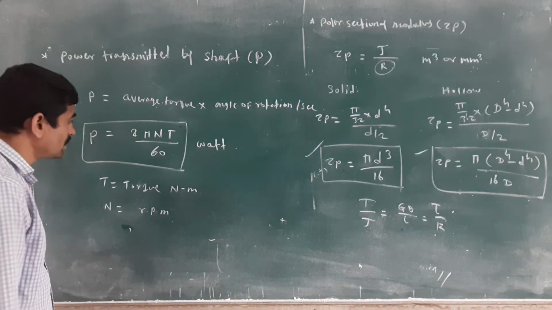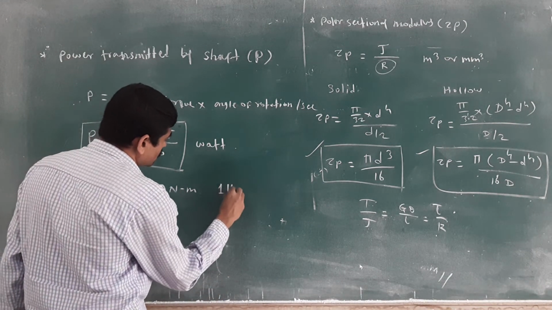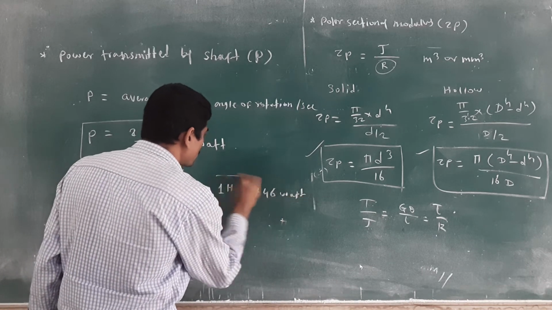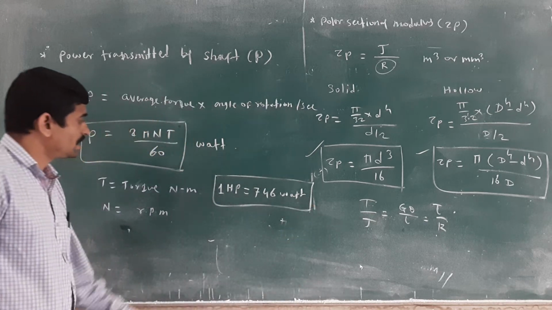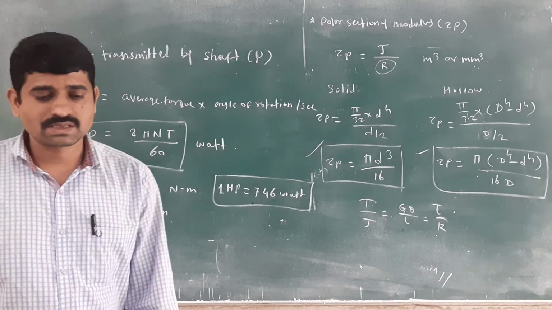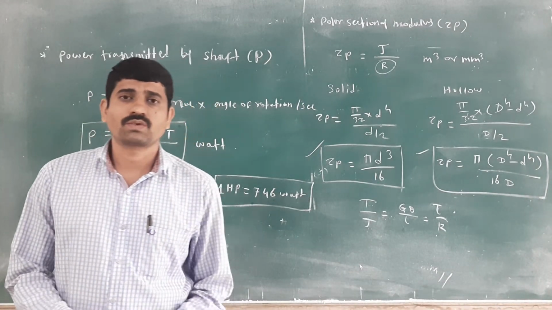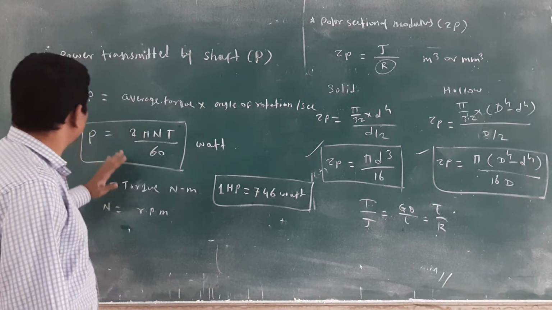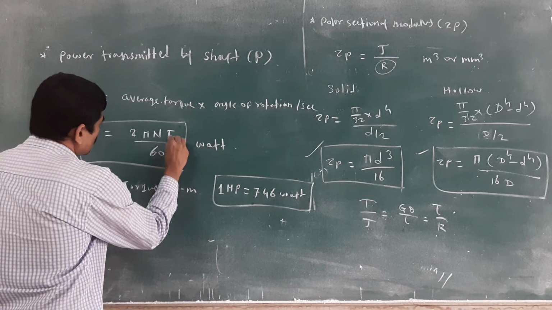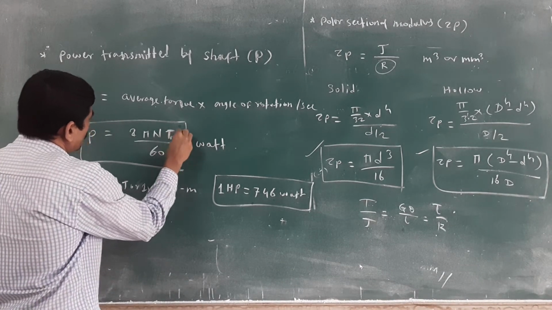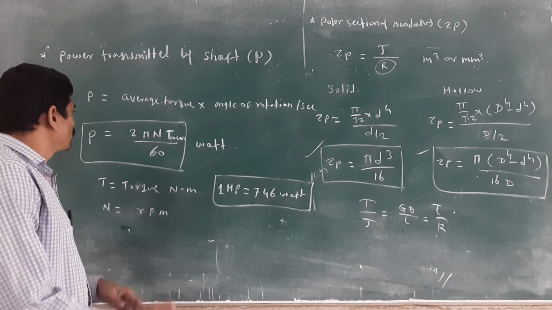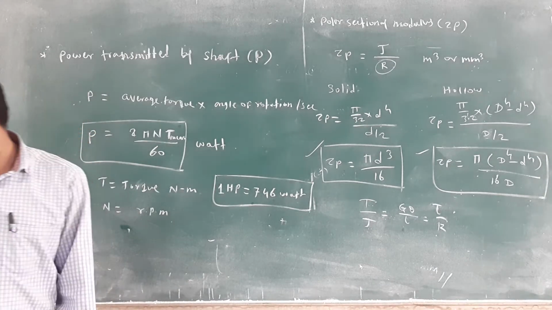You know the relation: 1 HP is equal to how much watt? 746 watt. You should remember the relation: 1 HP is equal to 746 watt. All of you getting the relation? This is the power. How to calculate? Power is equal to average torque, or we can say T mean. You can also calculate maximum torque with the help of that T mean. 2 pi NT divided by 60.